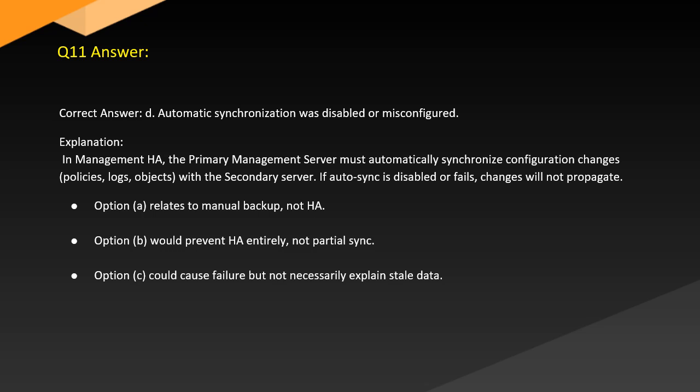Answer. Correct answer D. Automatic synchronization was disabled or misconfigured. Explanation. In management HA, the primary management server must automatically synchronize configuration changes, policies, logs, objects with the secondary server. If autosync is disabled or fails, changes will not propagate.